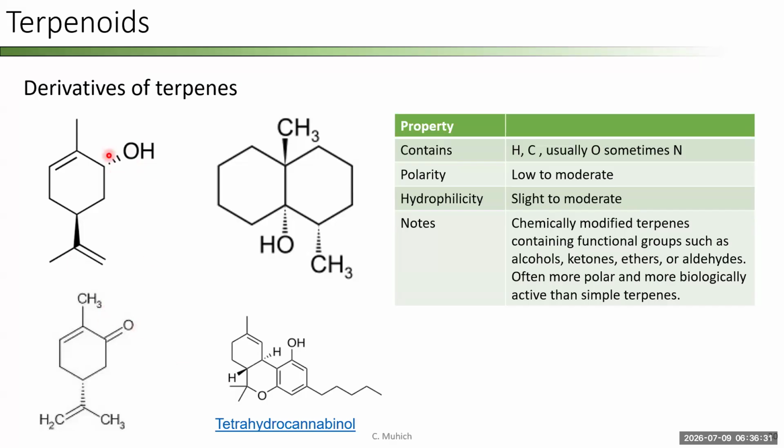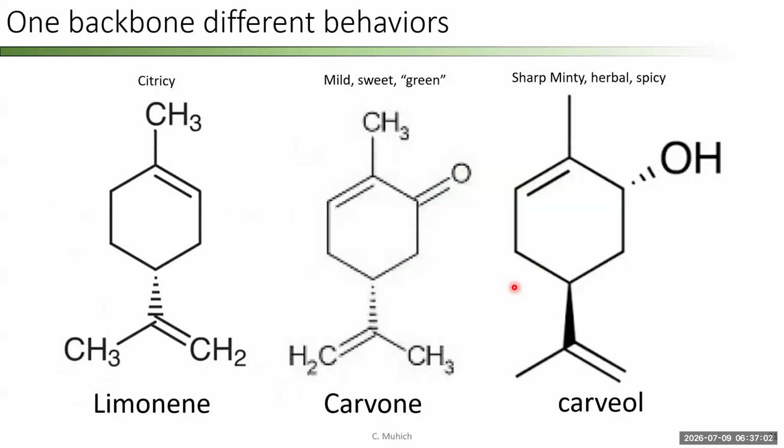These OH groups can form alcohols, they can be ketones, they can form more complex sets where we have combinations of ethers and alcohols. So the key thing is they're terpenes with a modification, right? And so these tend to be more polar and more biologically active than just our simple terpenes, right?